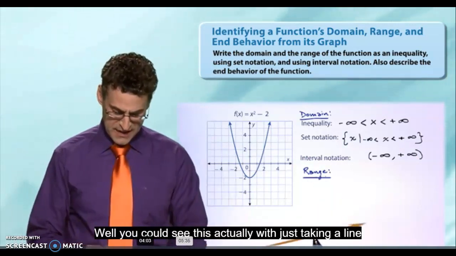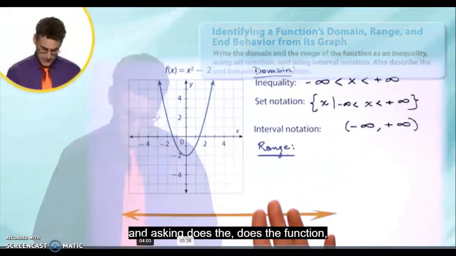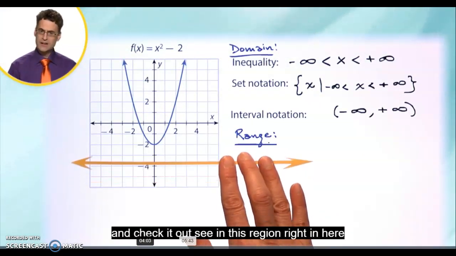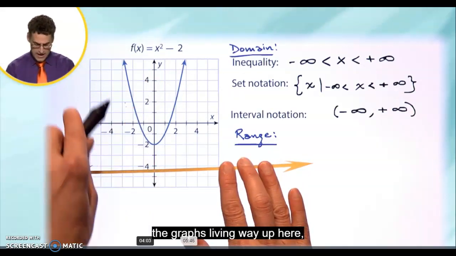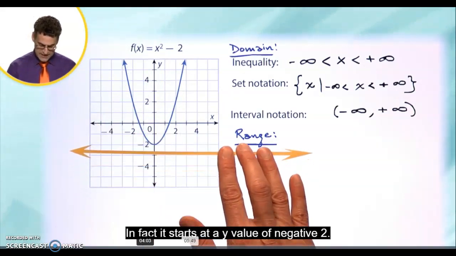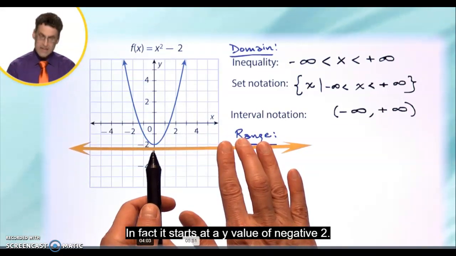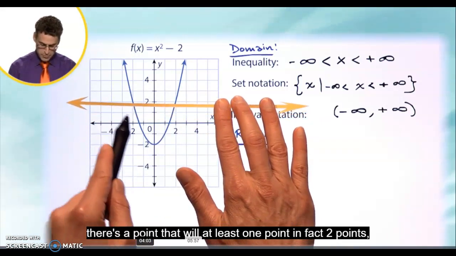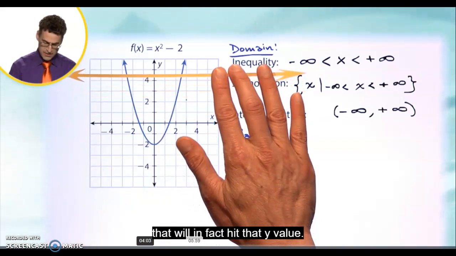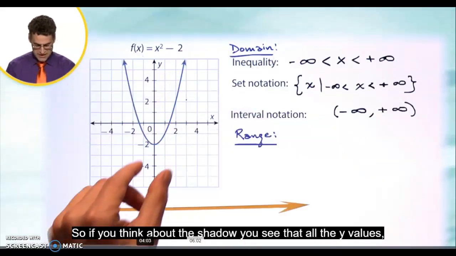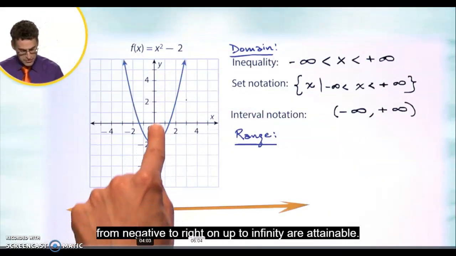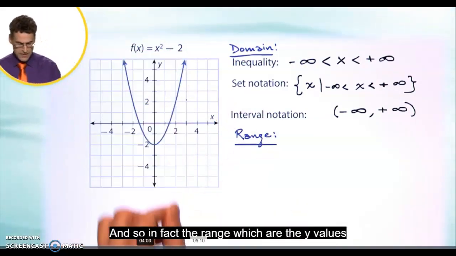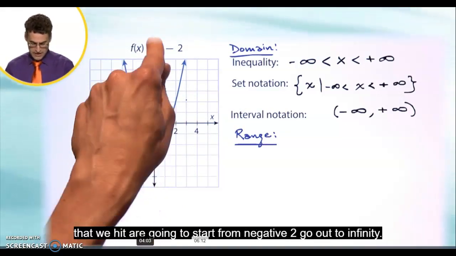Well, you could see this actually by taking a line and asking, does the graph cross the line? And check it out. See, in this region right in here, the graph never crosses the line. The graph's living way up here. It never gets that low. In fact, it starts at a y value of -2. Now, after -2, there's at least one point, in fact 2 points, that will hit that y value. So if you think about the shadow, you see that all the y values from -2 right on up to infinity are attainable. And so in fact, the range, which are the y values that we hit, is going to start from -2 and go out to infinity.